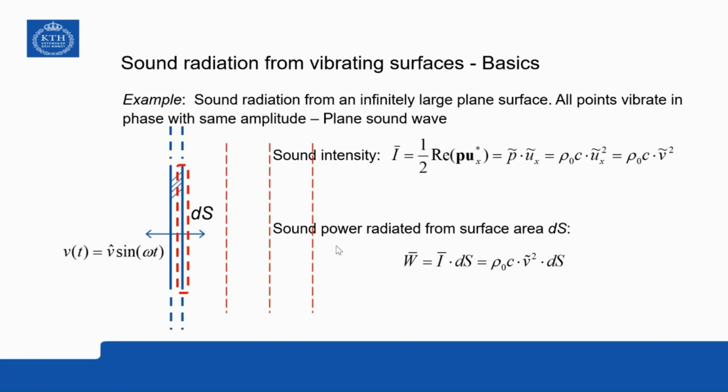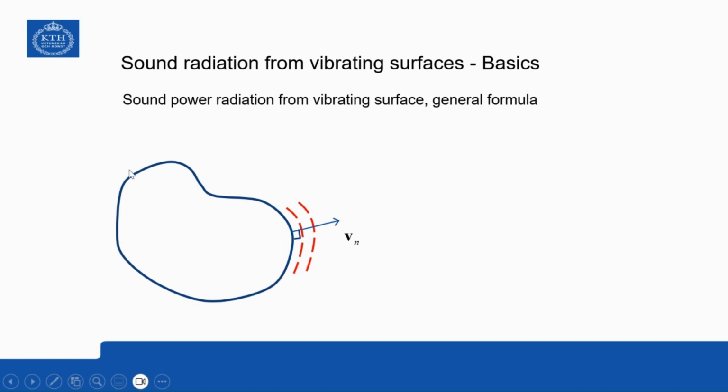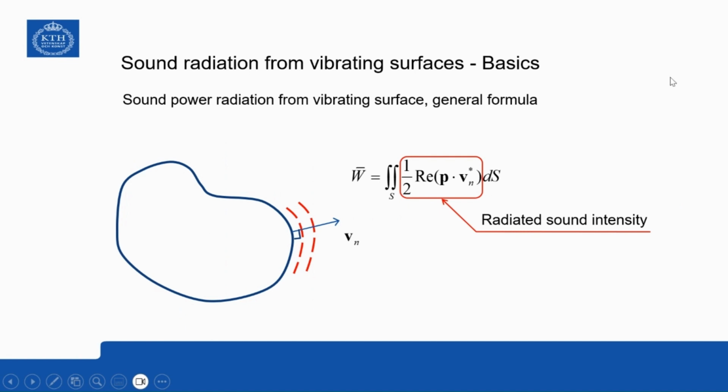So if we now want to generalize this to a general shape form of the vibrating surface, then we can simply sum the contributions to the radiated time average sound power from all small ds surfaces, as a surface integral like this. And so this is the radiated sound intensity from this small area ds here, and then if we sum this over the whole vibrating body, we get the total time averaged radiated sound power.